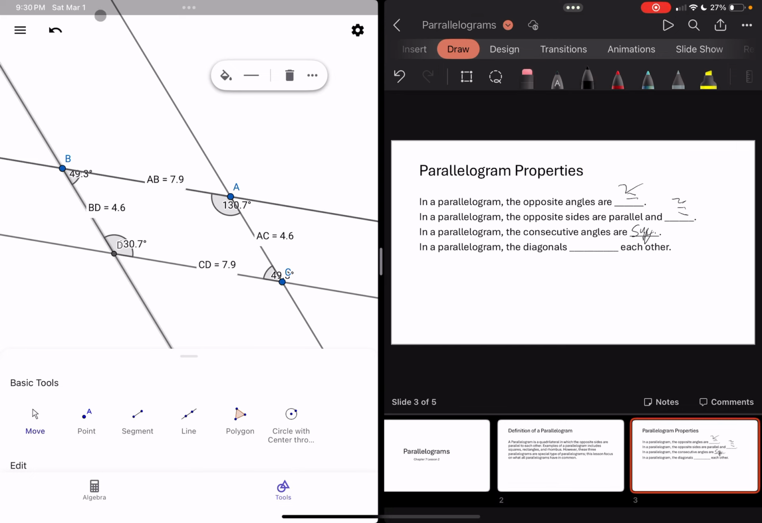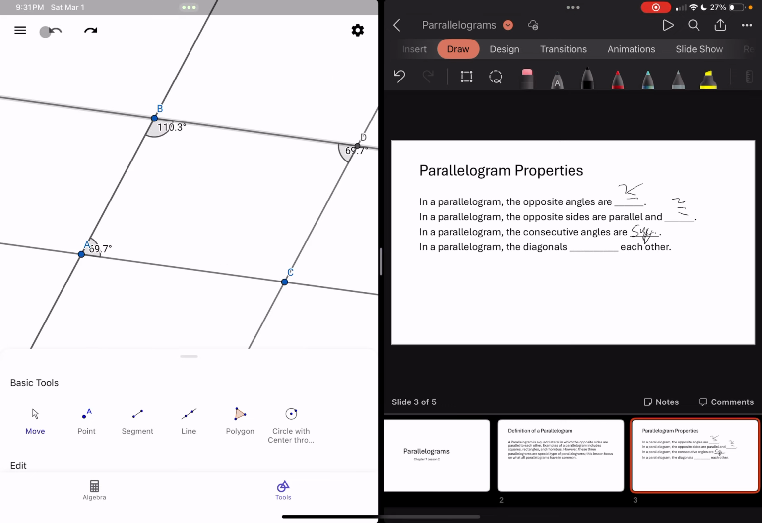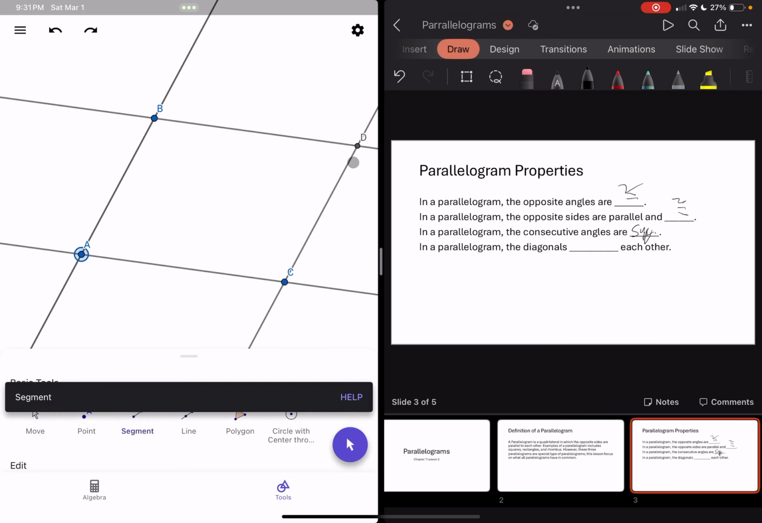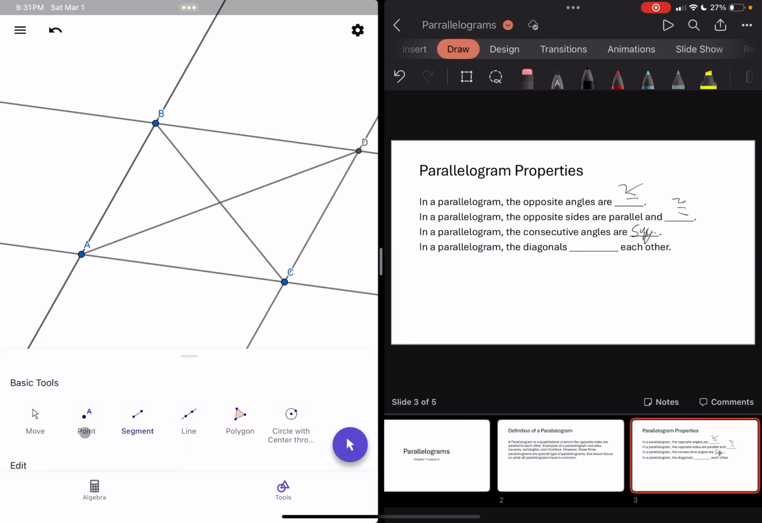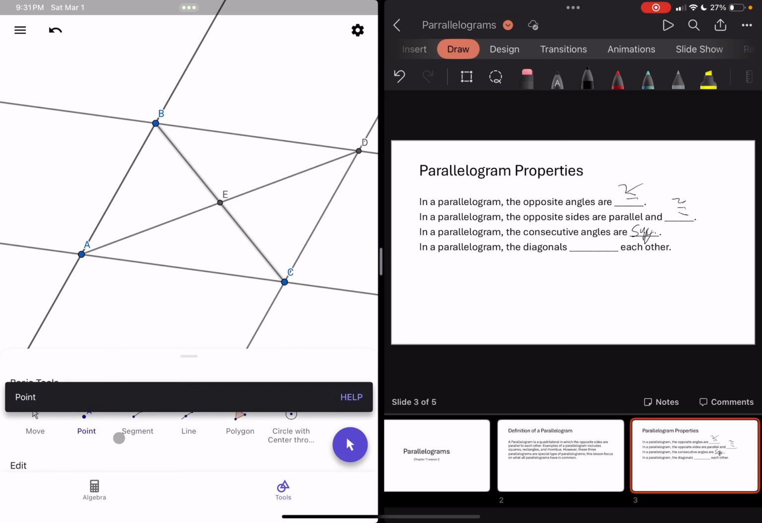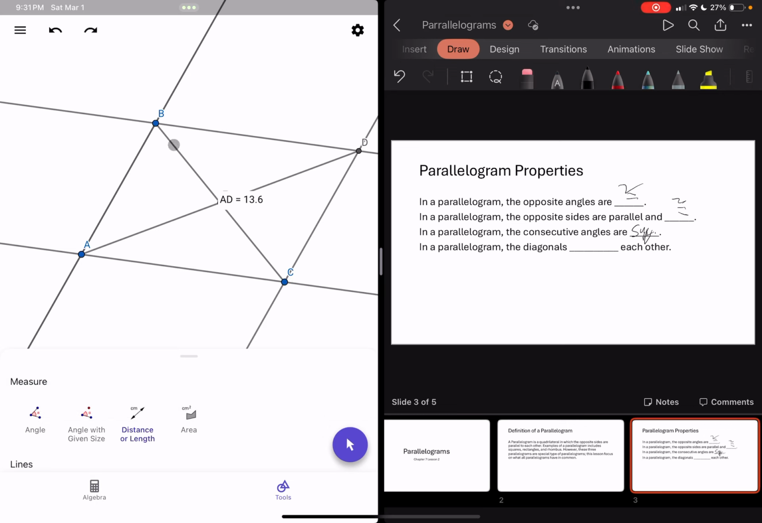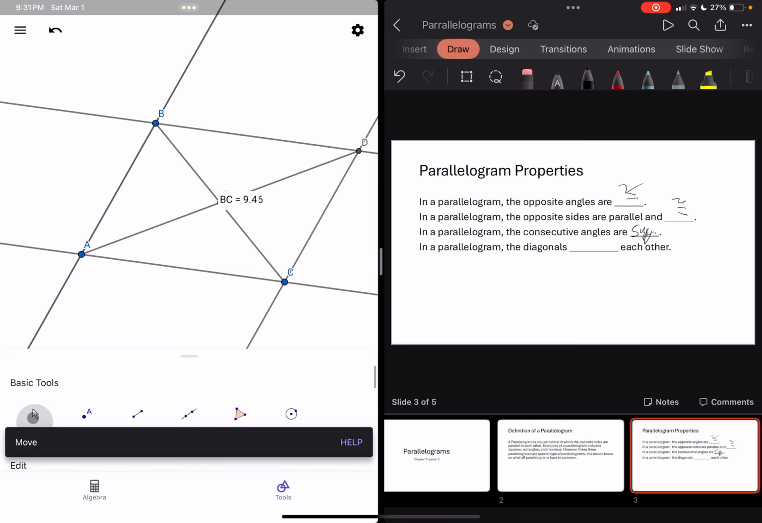And then the diagonals. Remember, a diagonal is a segment that connects two opposite vertices. There's a segment here, and there's a segment here. So first we're going to see, well, are the diagonals themselves congruent? And that is no. My fault. No, they are not congruent.